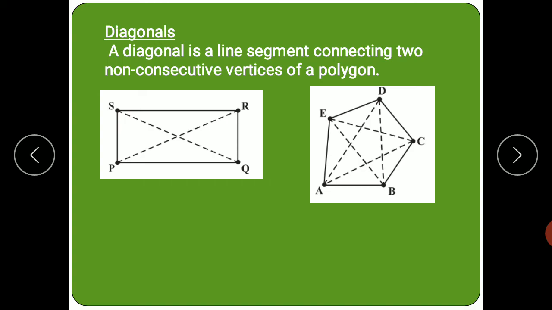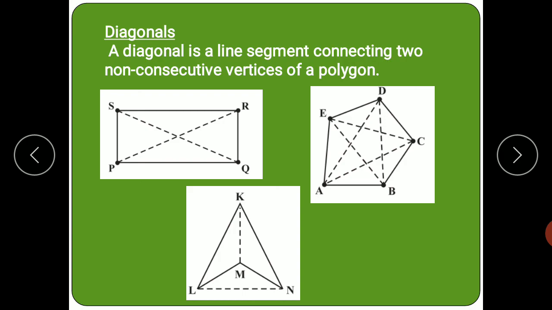Likewise, in this polygon also, you can find the diagonals. AC connects two non-consecutive vertices. If you take vertex A, the consecutive vertices are B and E, but a diagonal means we have to connect the non-consecutive ones. So we leave the consecutive vertices, and the next one is C. So AC, CE, EB, BD, DA are the diagonals of this given polygon.